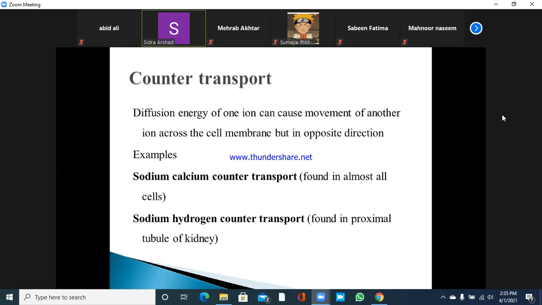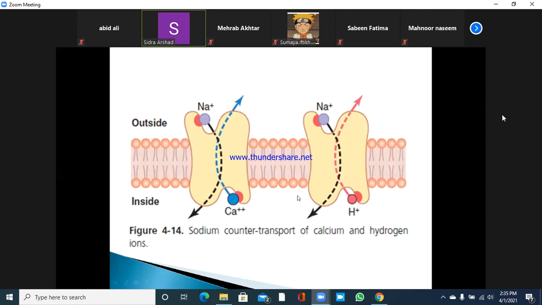Now let me show you the other example, and this is the example of counter transport. You see, in this case, the two ions are moving in opposite directions. One ion is coming in and the other one is going out. So this is counter transport because the two ions are moving in opposite directions. And in this, what is happening? The sodium ions are moving inside along their concentration gradient, whereas because of this movement and the conformational change taking place in this carrier protein, the calcium is going out of the cell against the concentration gradient.